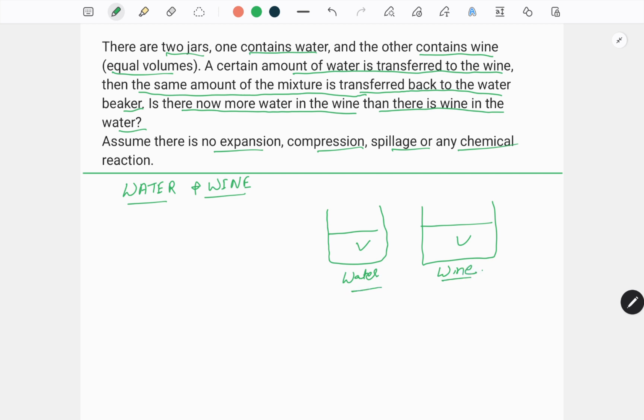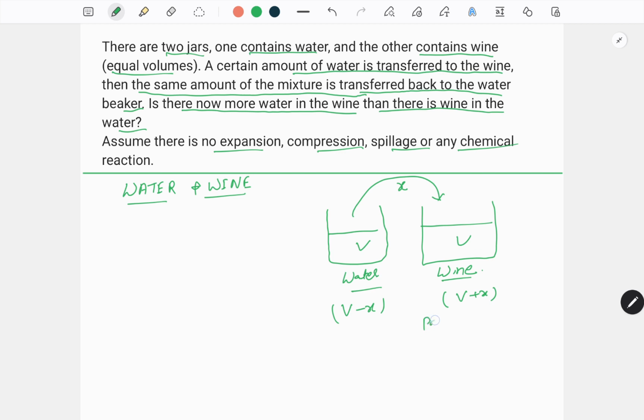Now as per the condition, let's say X amount of water is transferred from the water jar to the wine jar. Now we have volume in the water container V minus X, and total volume in the wine container is V plus X. Now we can calculate the proportion of water in the wine beaker.